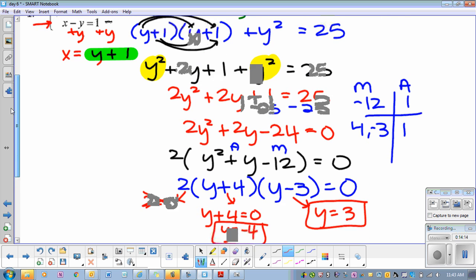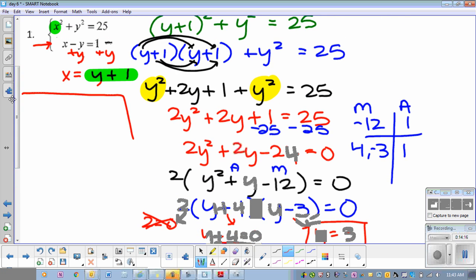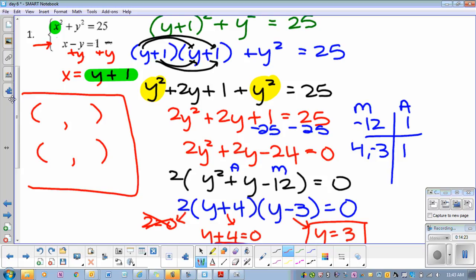So I'm going to make a little answers box over here. Remember, you just found the y's, negative 4 and positive 3. You need to find their corresponding x's. So what are you going to do with those y's? Plug it in. You can plug it into the original x minus y equals 1 and solve it for x. Or since I solved for x already up here, and I know I did it right, I can plug it into these.